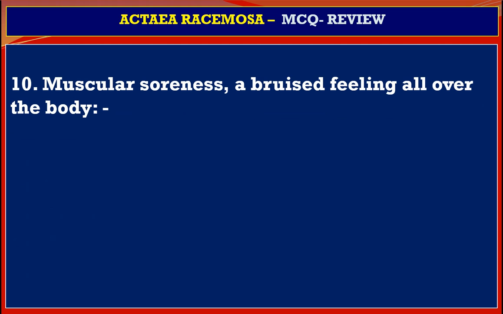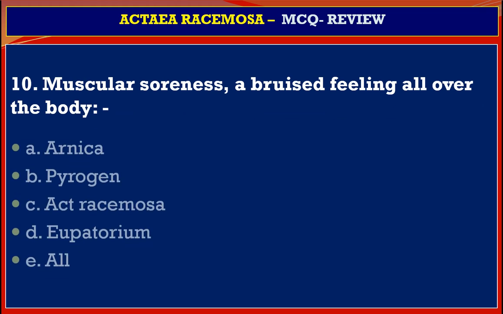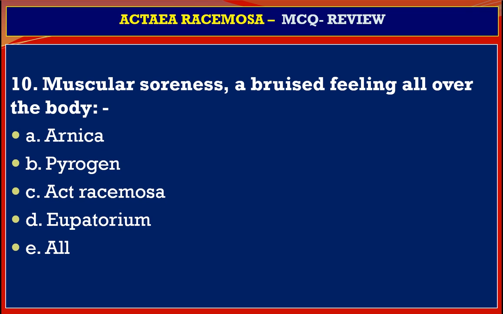The MCQ number 10 is muscular soreness, a bruised feeling all over the body. We have A. Arnica, B. Pyrogen, C. Actaea racemosa, and D. Eupatorium. E for all of above. And answer is all of above.